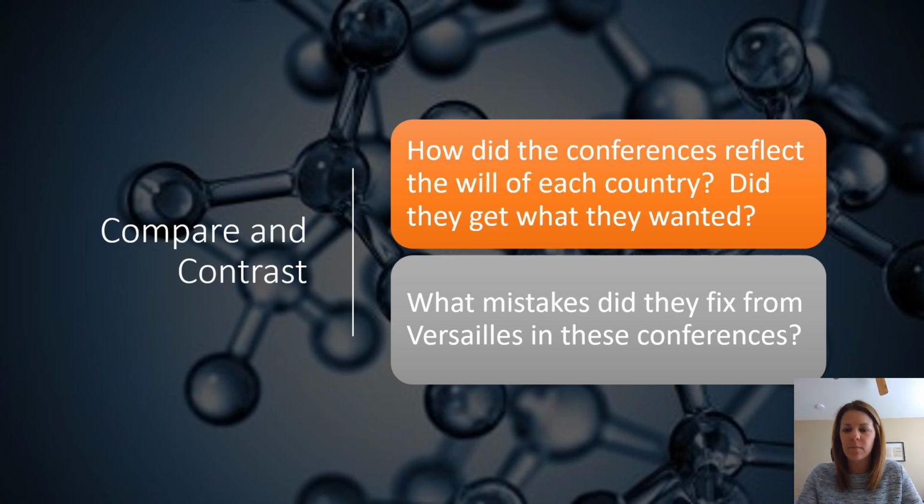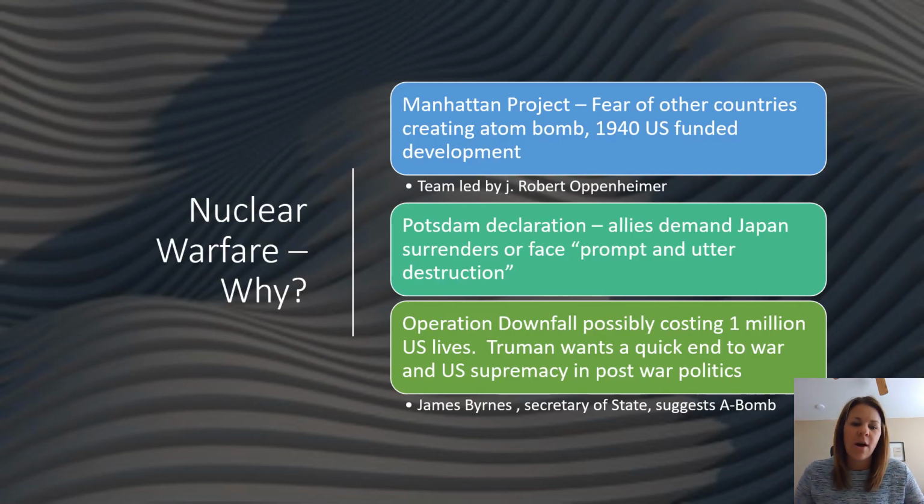All right, so we're going to take a little sidestep here. Nuclear warfare. How did we get to this point, and why does it become such a spearheaded development going into the Cold War? So essentially we have the Manhattan Project, which was originally funded by the fear of other countries creating an atom bomb.